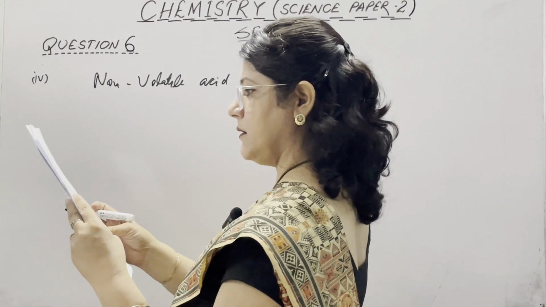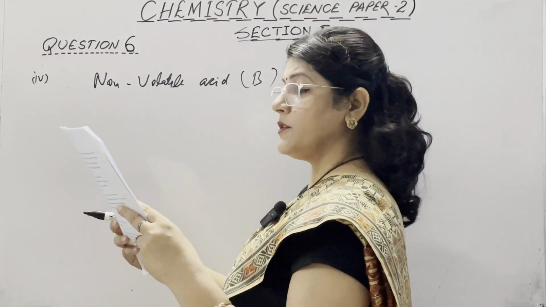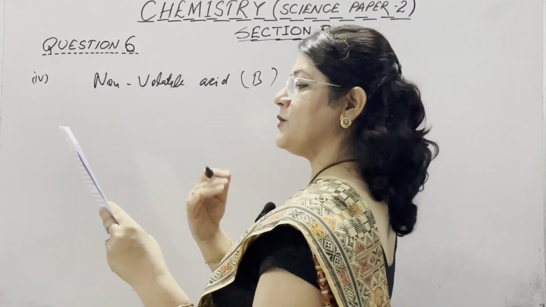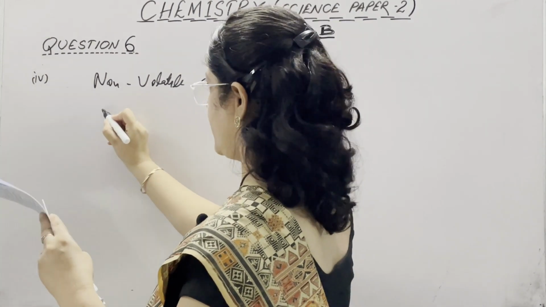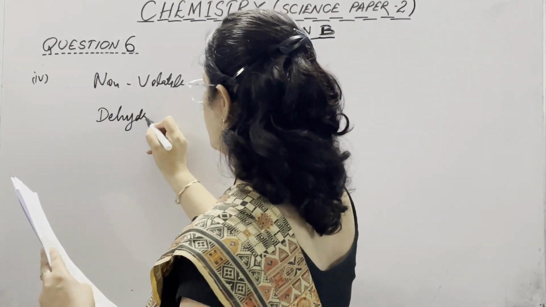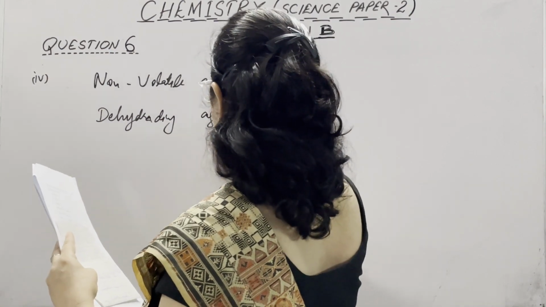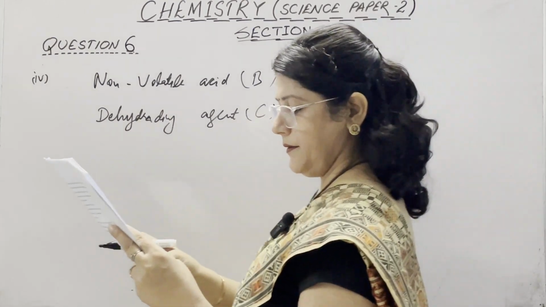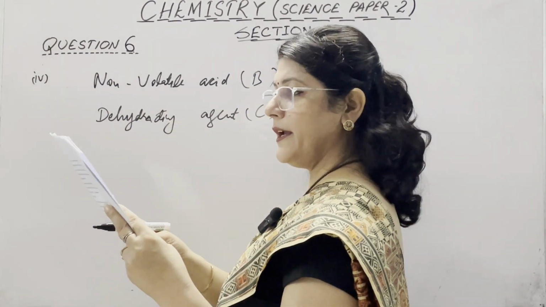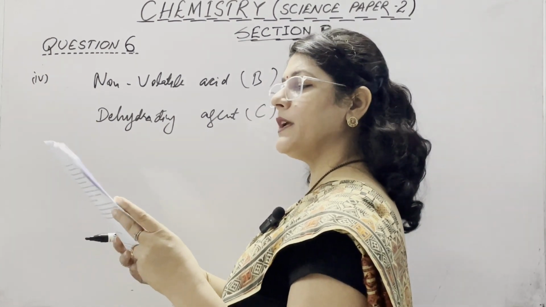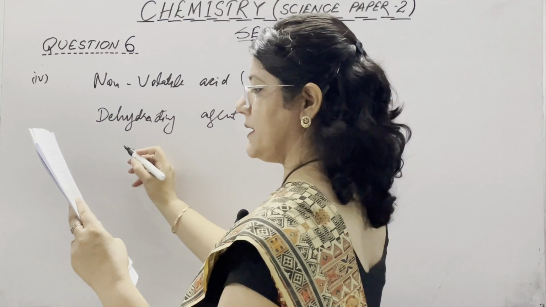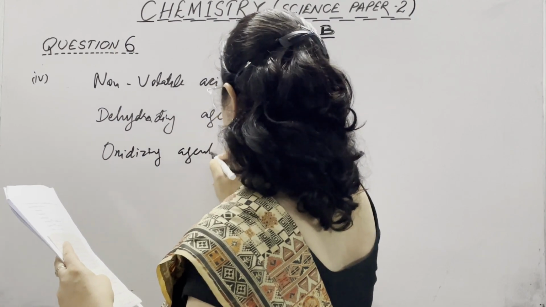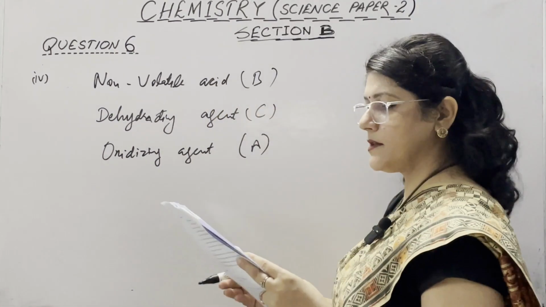In the second part, the second reaction is given as copper sulfate along with 5 molecules of water producing CuSO4 and water. So it means here sulfuric acid is acting as a dehydrating agent. And this is given at position C. In the next part, sulfur plus sulfuric acid gives SO2 and water. So here sulfuric acid is acting as an oxidizing agent. And this is A. So B, C and A is the correct order.